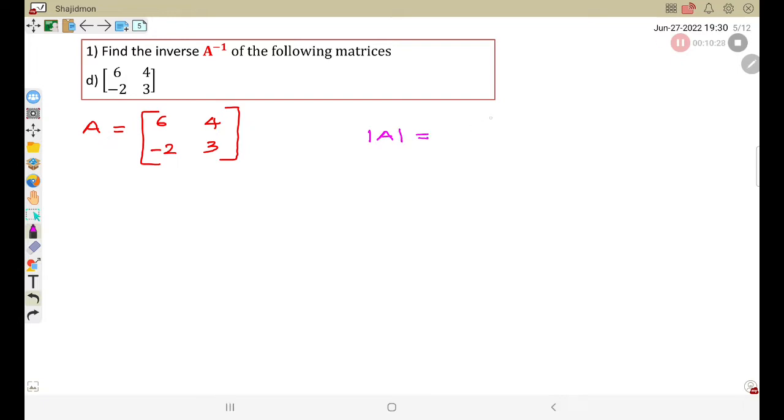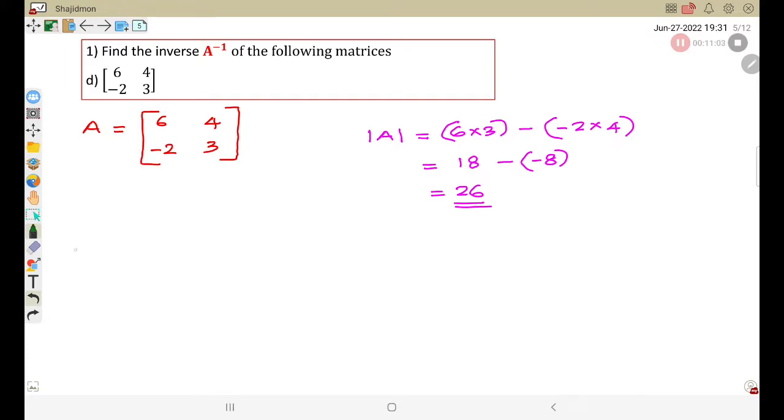Determinant of A equals, what is the determinant of A here? Main diagonal numbers multiply, 6 multiply 3, minus off diagonal numbers multiply, minus 2 multiply 4. Correct? So 6 multiply 3, 18, minus 2 multiply 4, minus 8. Correct? So we can write 18 plus 8. It is equal to 26. So I hope you understood how to find the determinant.